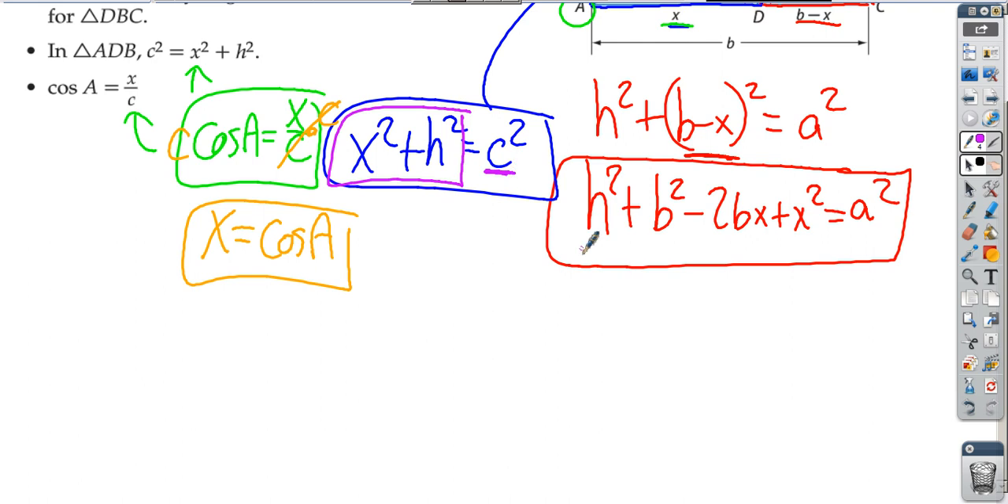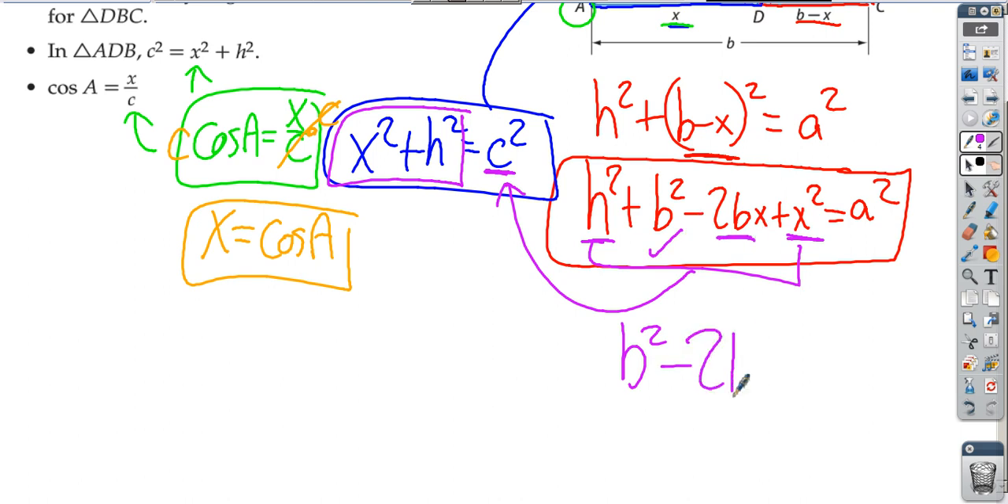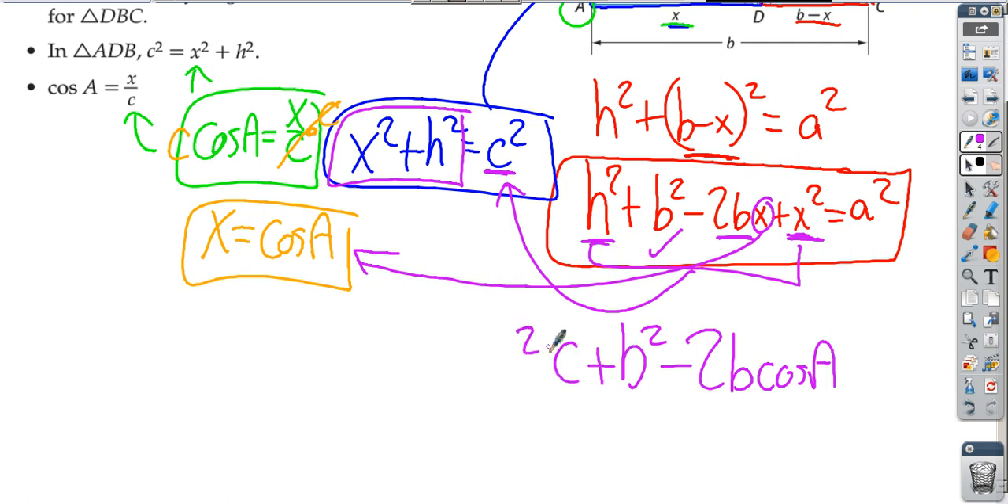So if I look over at this equation, there's an x squared, there's an h squared, and we said that if we add these together we get c squared. So I'm going to rewrite it. This b squared is still here, minus 2bx is going to be minus 2b. Well, notice x is something we solved for right here. X is equal to c cosine A. And then what else do we need? Then we need this x squared plus h squared, that's equal to c squared. And then finally we have this a squared right here.